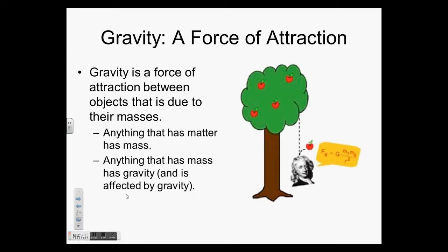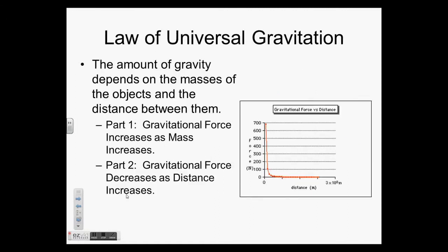Anything that has mass has gravity. Again, we went over that in the video too. If I have mass, that means I have gravity. The pencil has mass, the pencil has gravity. Okay? Obviously, the Earth has a bigger mass, so it's going to have more gravity. That's what is shown in this slide. This is the law of universal gravitation.